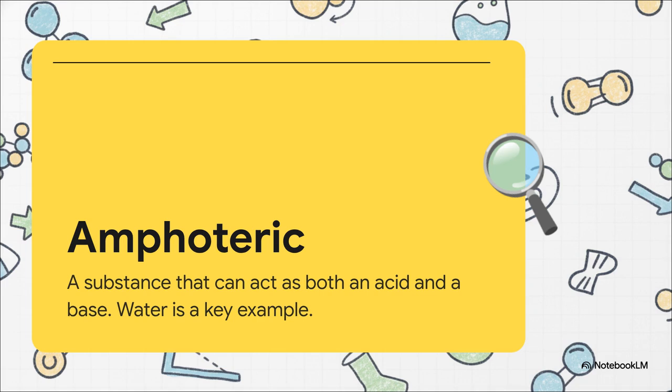Think about what we just saw. We literally just watched water accept a proton in our first equation, acting as a base. Then we watched it turn around and donate a proton in our second equation, acting as an acid. A substance that can act as both an acid and a base earns this special label, amphoteric. Water is the classic textbook example you've got to remember for your exams.